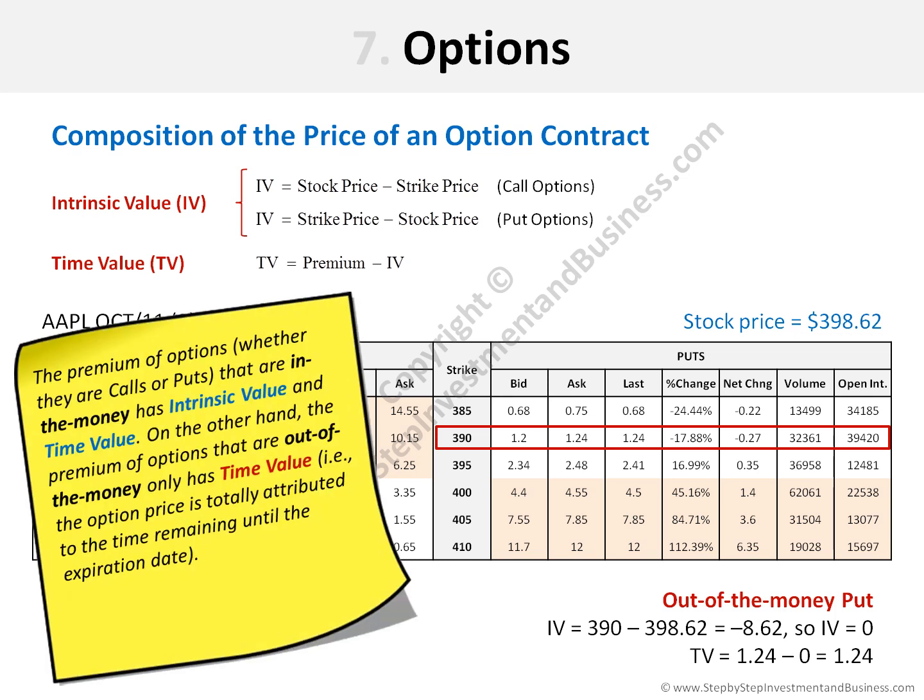In conclusion, the premium of options, whether they are calls or puts, that are in the money, has intrinsic value and time value. On the other hand, the premium of options that are out of the money only has time value. That is, the option price is totally attributed to the time remaining until the expiration date.